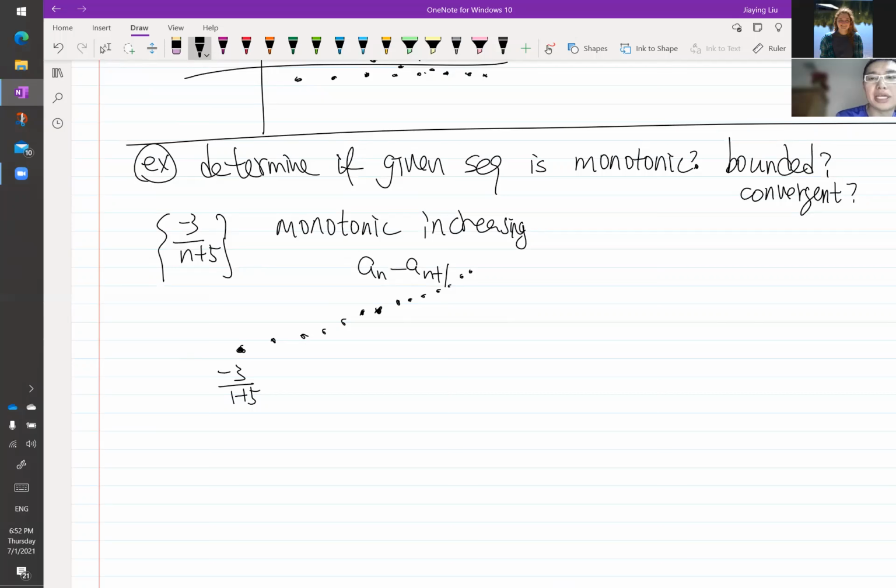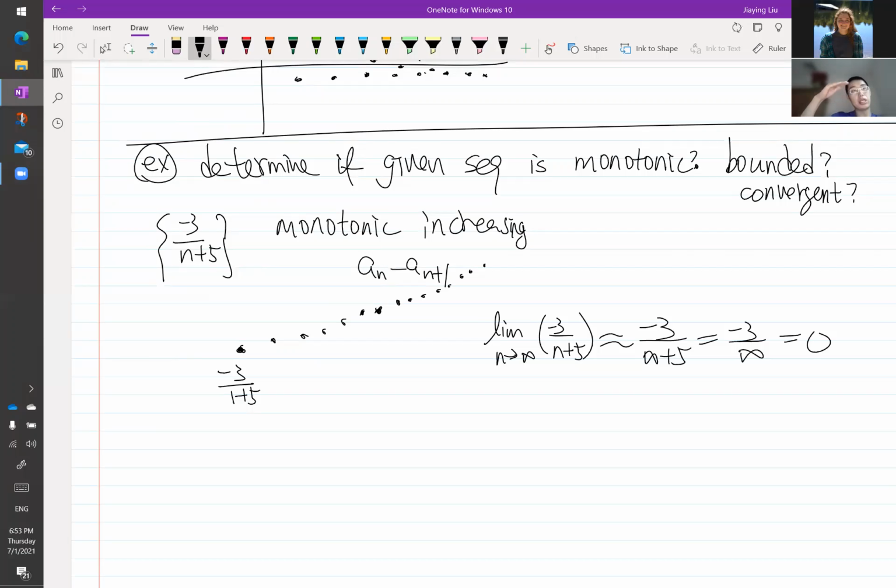Well, let's take the limit as n goes to infinity. The limit as n goes to infinity will give me the highest value it could reach. If n goes to infinity, this goes to -3/infinity plus 5, which is about -3/infinity. That's going to go towards 0. So the value is increasing each time, but eventually it's going to reach a limit of 0. 0 will be the highest value that the sequence is going to approach.